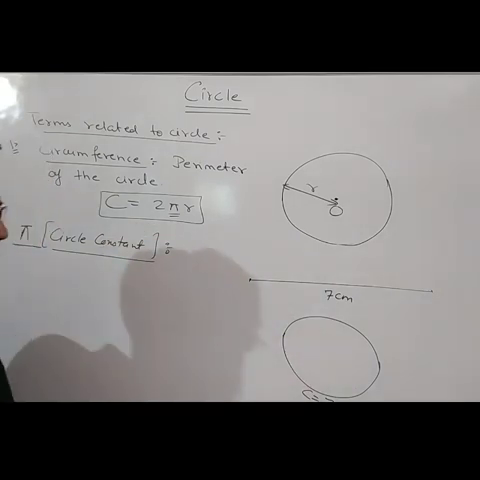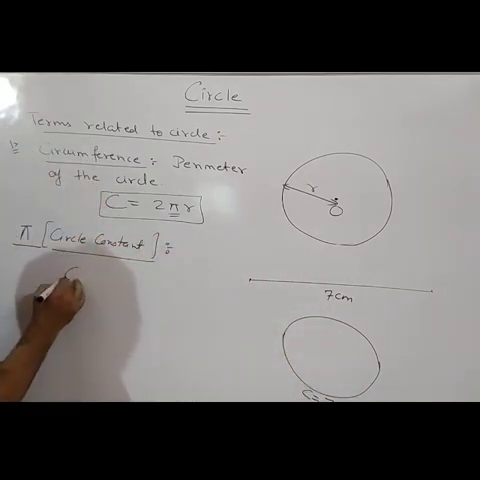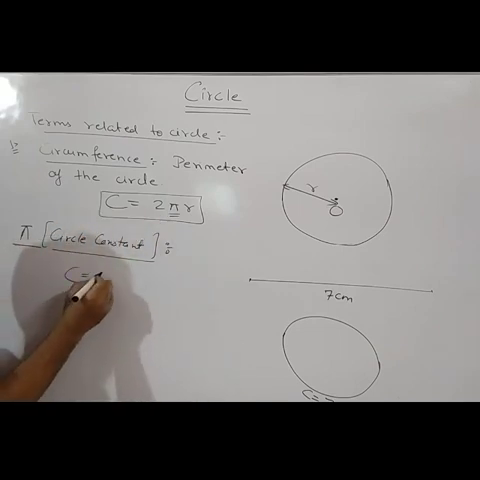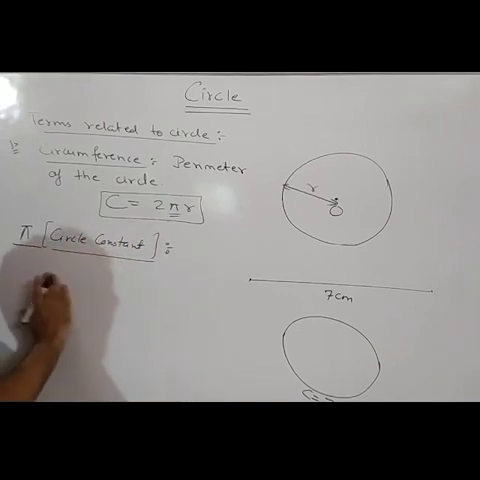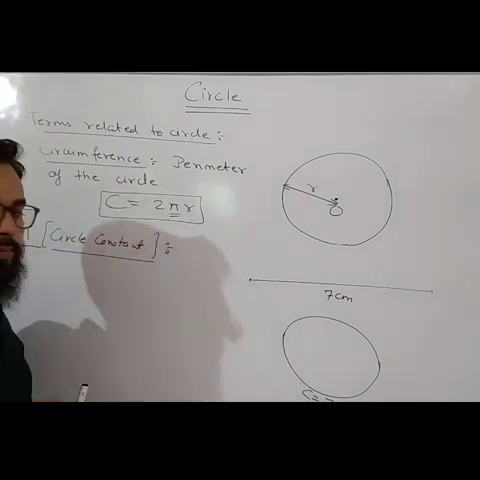Okay. Now we know the formula of circumference. Circumference is equal to 2 pi r. C is equal to 2 pi r. But first we are going to talk about pi. Why does this pi come here?